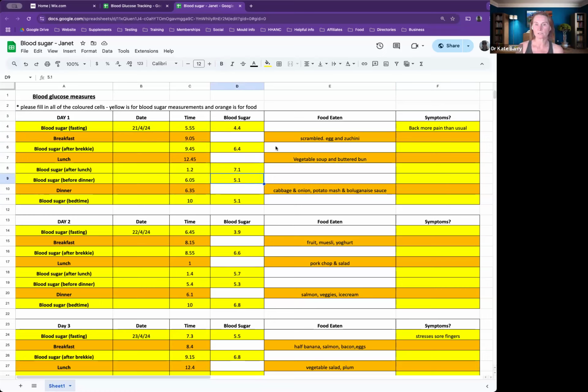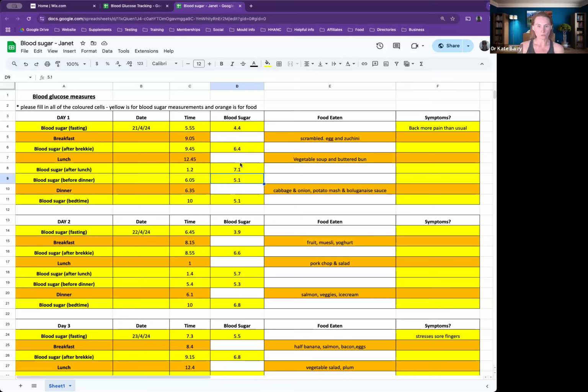So what I typically do is go through and look for anything that is either below 4 or above 7. Okay, that's for the, sorry, I should say below 3 and above 5 for fasting glucose, and below 3 or above 7 for after a meal, okay, or during the day.